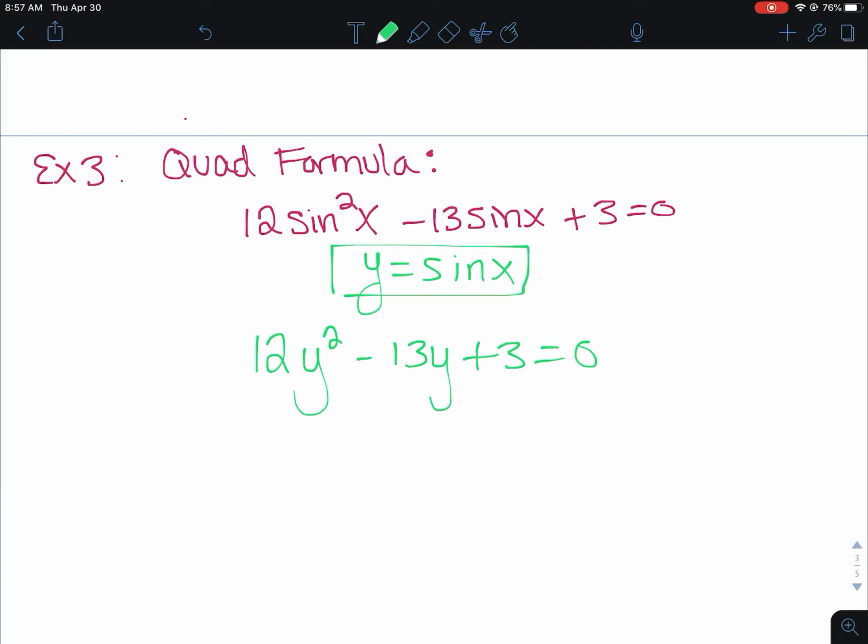And I should say here, I just picked y because I wanted a different variable than x, but you could replace sine with any variable. I'm just trying to write it in a simpler way for us.